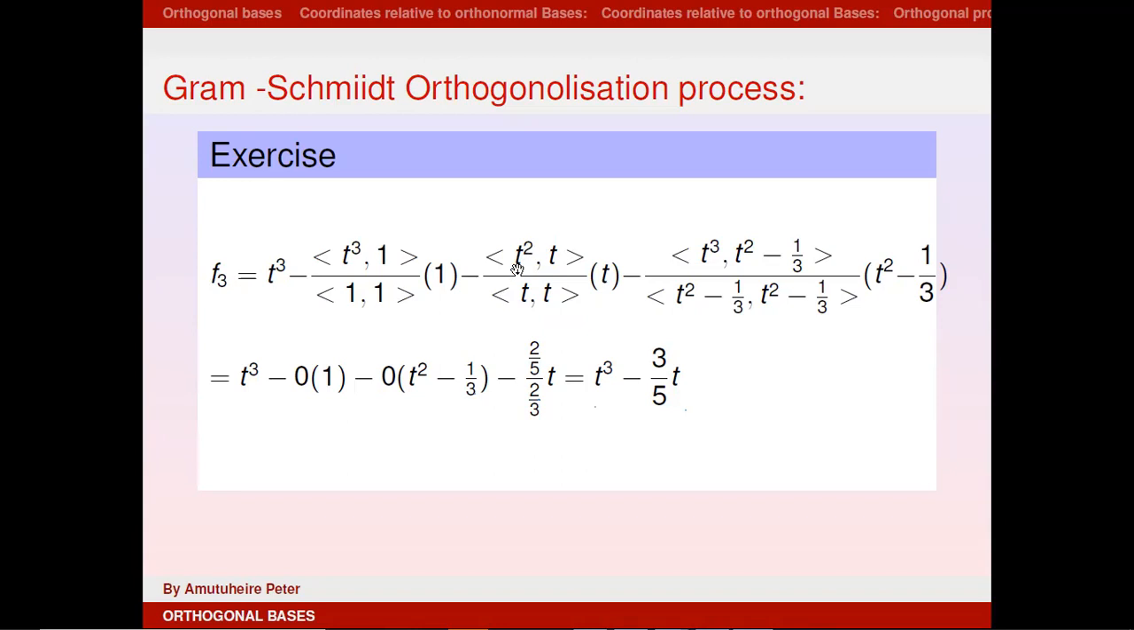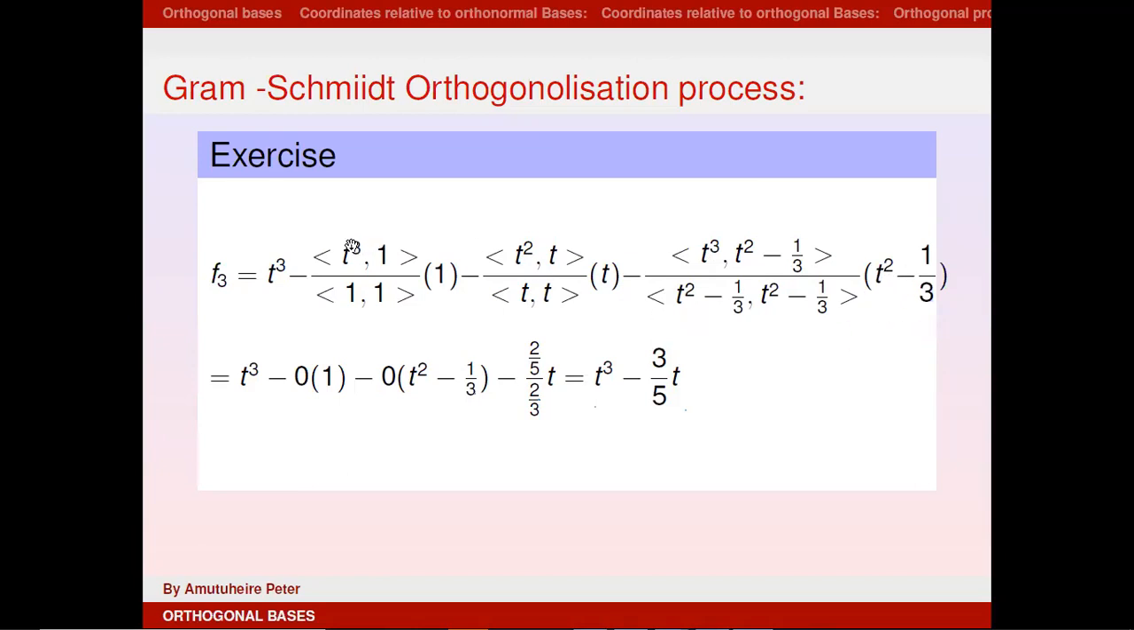Then the space spanned by F1, it is T. This is supposed to be T cubed. Sorry, this T is cubed. It is the inner product of T cubed with T, over T with T. Then the space spanned by F2, where we got F2 as T squared minus a third. So it is T cubed, then this inner product times the F2, which is that.